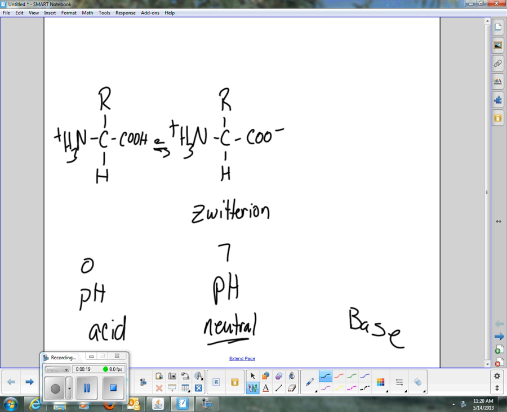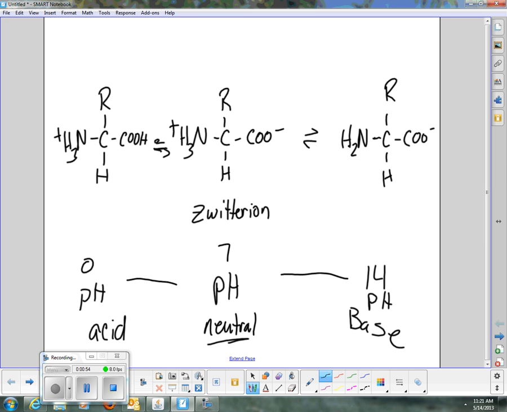If I do a base solution, which is about 14 on the pH scale, anywhere between above 7 to 14, you actually end up going back and forth between the NH2 and I believe in the C. So I've taken the hydrogen off, the C and the COO minus with the R up here and the H down here. Okay? So they can go back and forth. Again, this scale goes all the way here. So depending on where on that scale you are, depends on what kind of ion that you have.